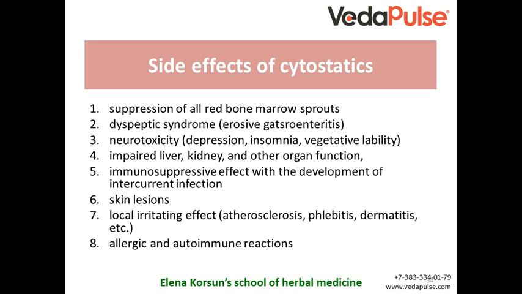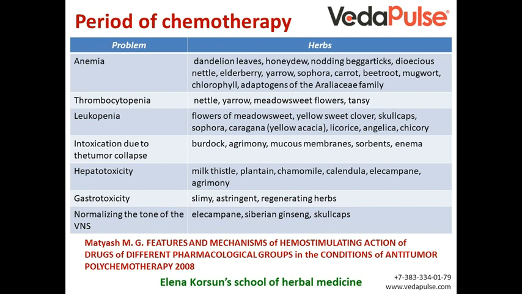Here you can see the side effects of cytostatics, the chemicals provided by chemotherapy. They may cause the suppression of all the red bone marrow sprouts. They can provoke diarrhea, vomiting, hepatotoxic phenomena, and so on. Here you can see the plants that help to maintain the normal levels of hemoglobin, red blood cells, platelets and white blood cells, and help to fight the toxicity of chemicals provided by chemotherapy. Each patient should get support from herbal medicinal drugs.